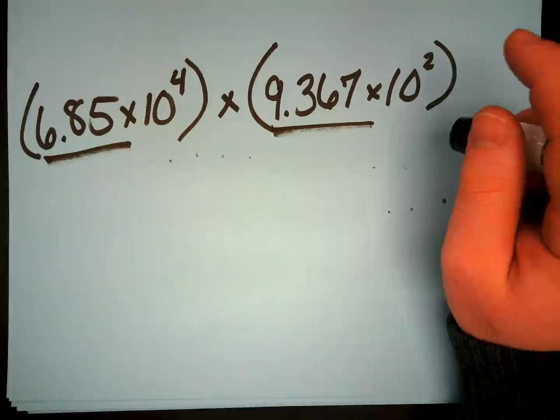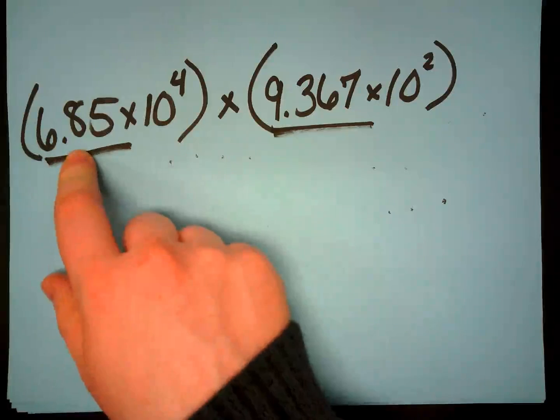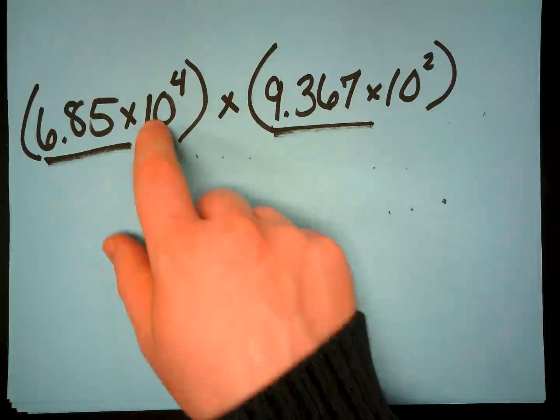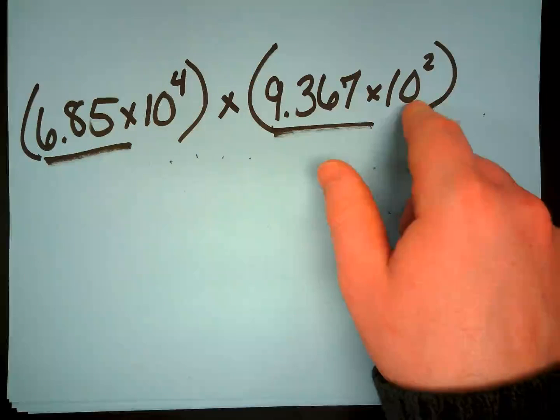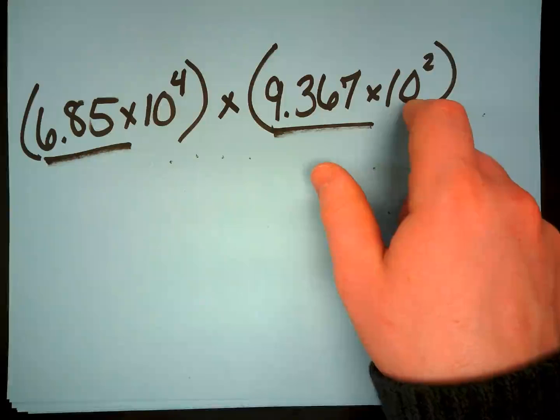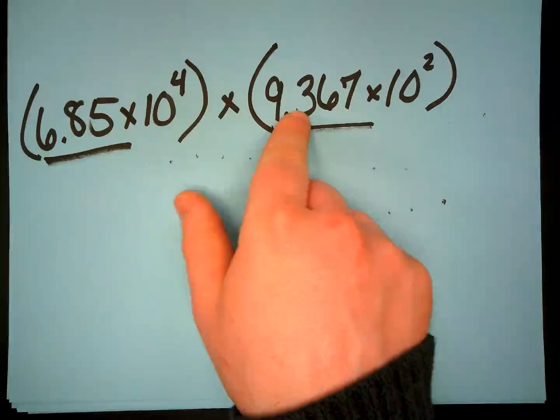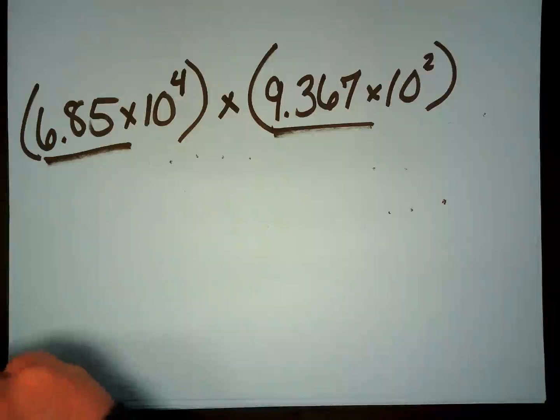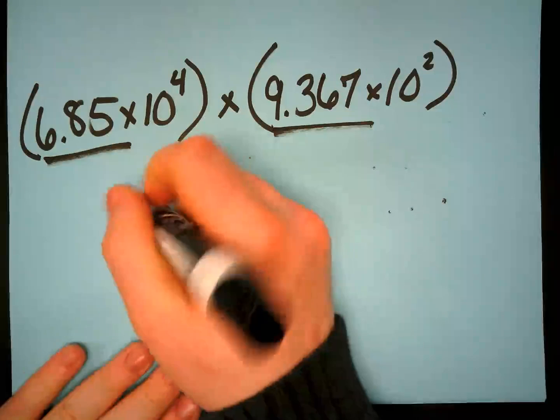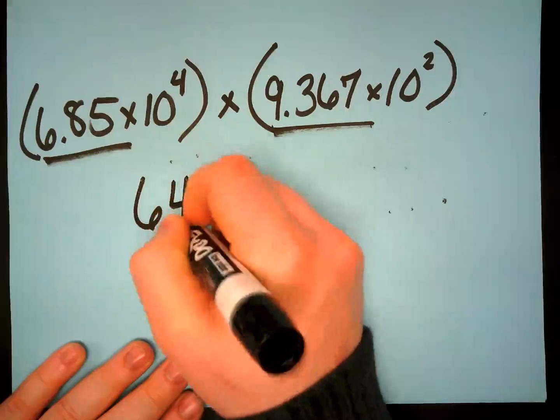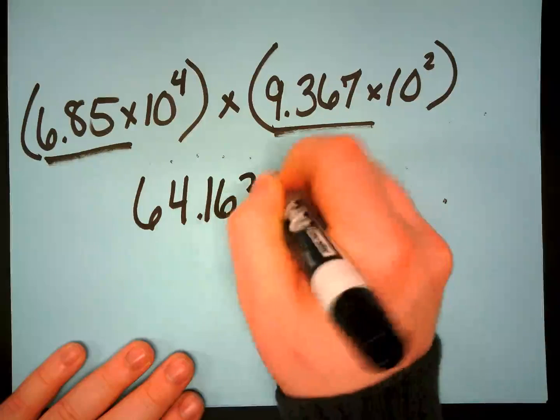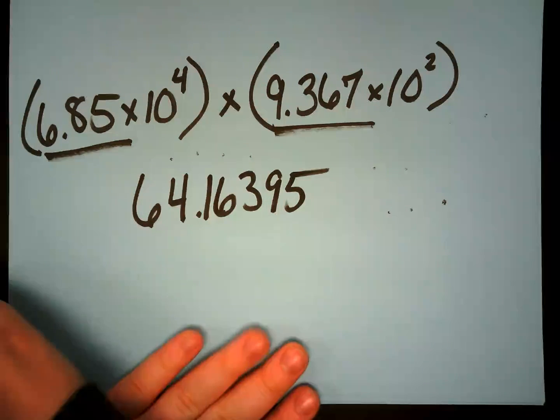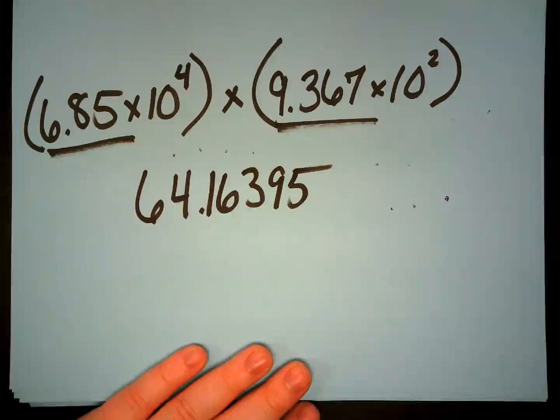So in this one, what we're going to do is multiply just these values. We're going to ignore the times 10 to the 4th power and the times 10 to the 2nd power, and we're just going to multiply these. So it's going to be 6.85 times 9.367, which is going to give us 64.16395. Okay, that's what our calculator should give us.